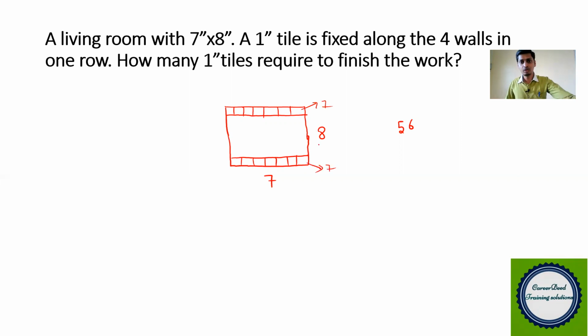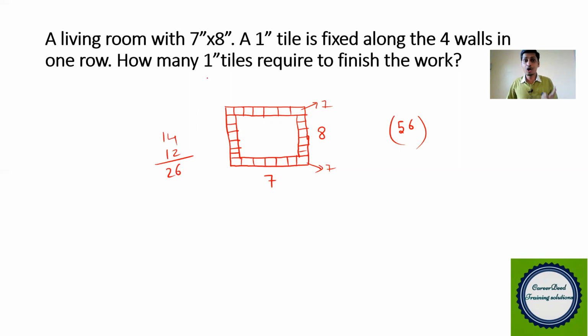Already 1 plus 1, 2 inches gone. So here you have to fix how many tiles? Already 1 and 1, totally 2 inches gone. So you have to fix 1, 2, 3, 4, 5, 6. You have to fix only 6 tiles. So here also you have to fix 6 tiles. Totally 6 tiles gone, right? So totally out of 56, how many tiles gone? So 7 plus 7, 14, and here it is 6 plus 6, 12. So totally 26 tiles gone out of 56 tiles.